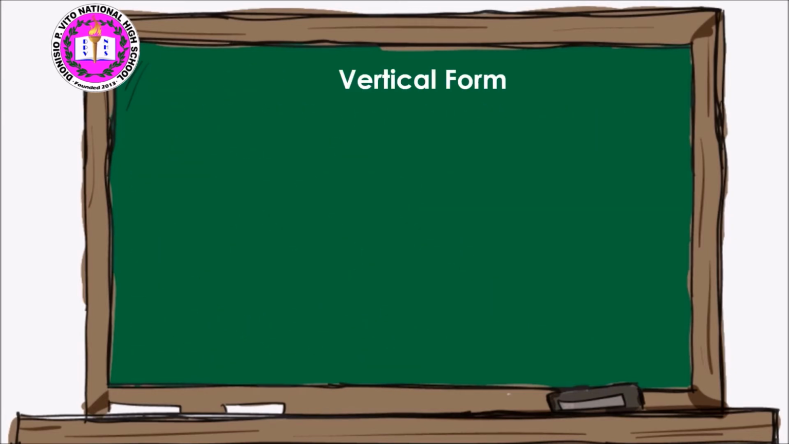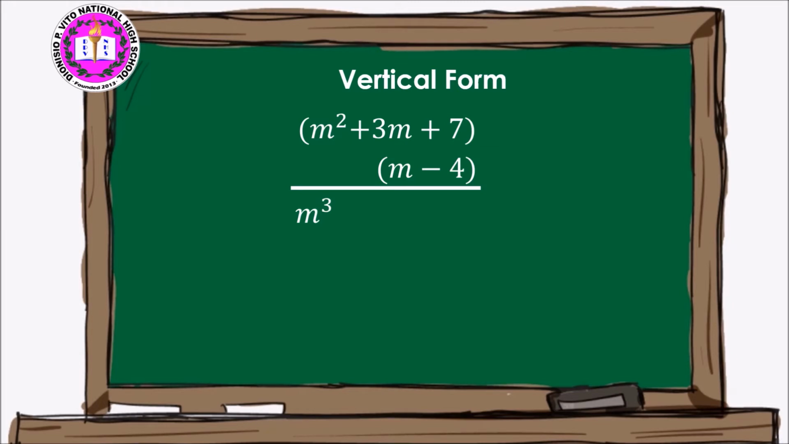In vertical form, we have m squared plus 3m plus 7 times m minus 4. So we have m times m squared is equal to m cubed. M times 3m is equal to positive 3m squared. Then m times 7 is equal to positive 7m. Then negative 4 times m squared is equal to negative 4m squared. Then negative 4 times positive 3m is equal to negative 12m. Then negative 4 times positive 7 is equal to negative 28.